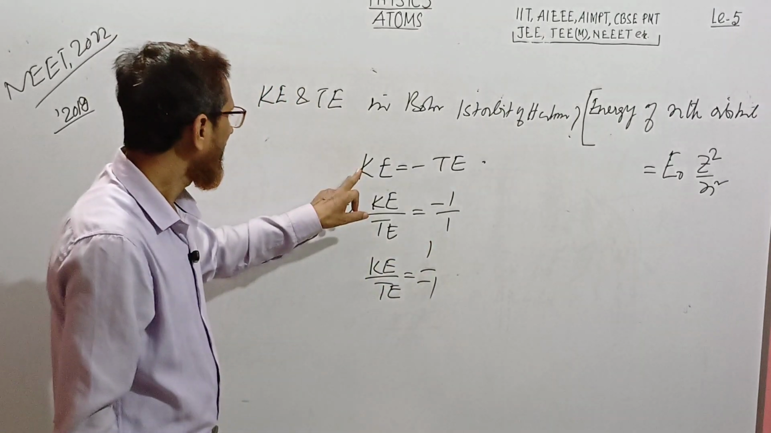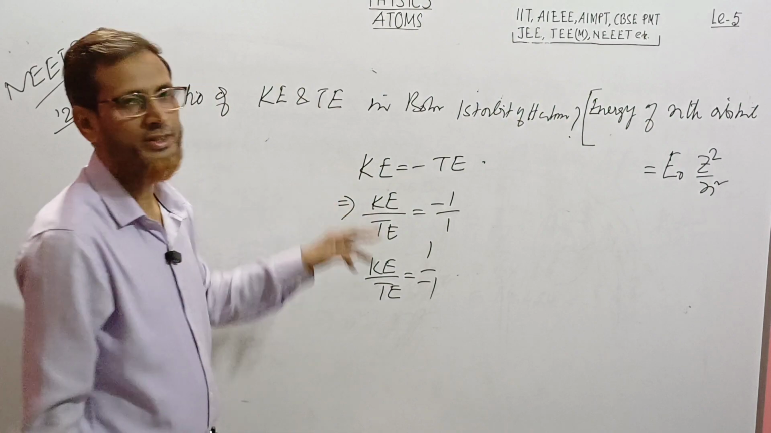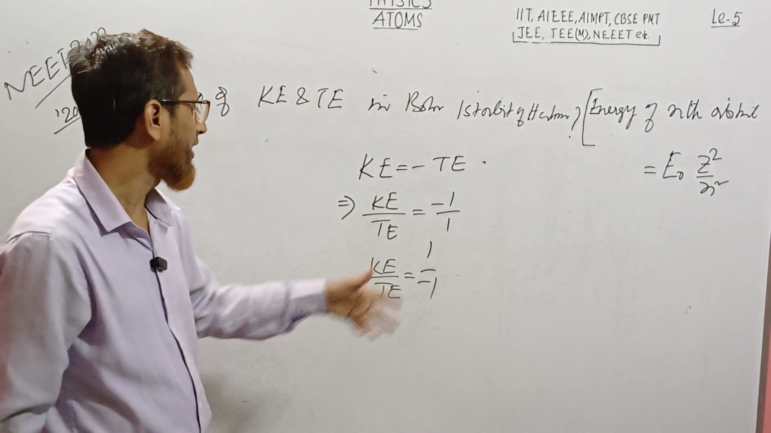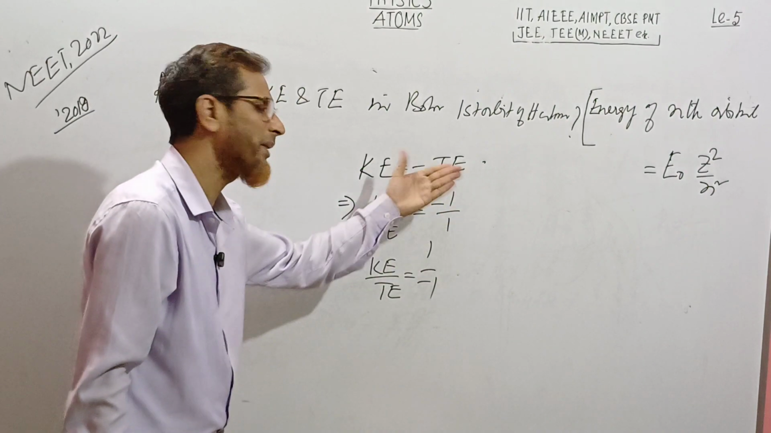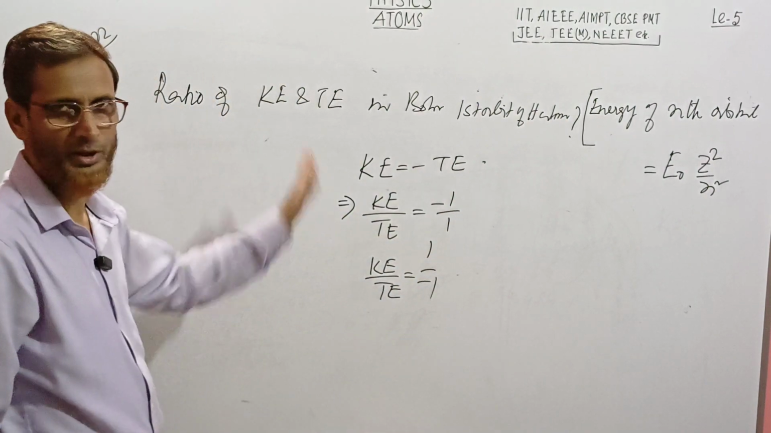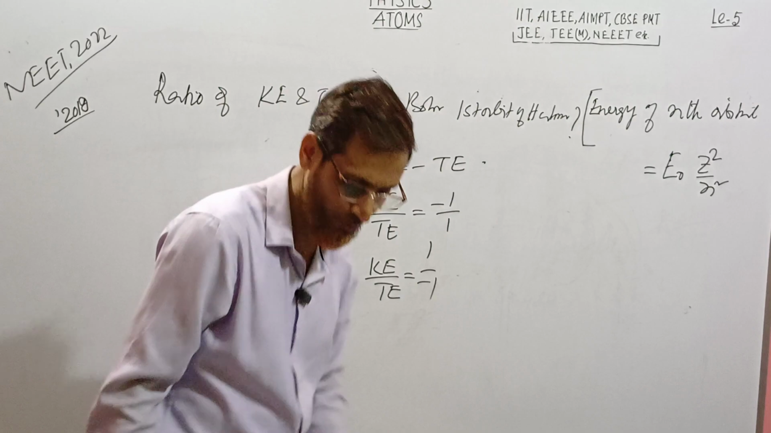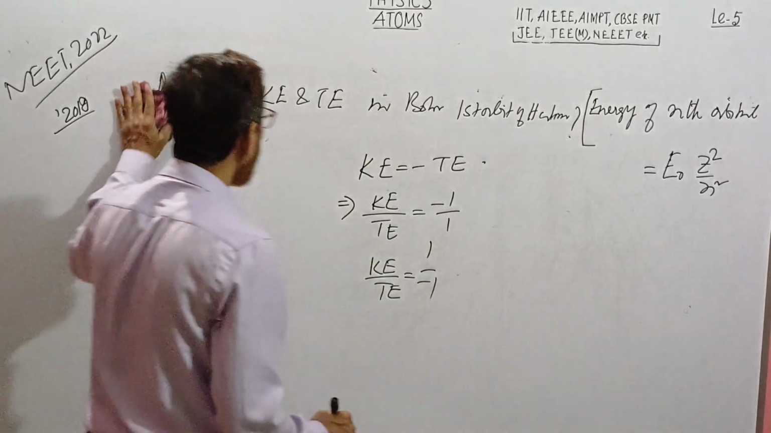That's why I am showing K is equal to this or T is equal to minus K. Whatever way you can write yourself. If you write it in this way, answer is minus 1 by 1. Again, 1 by minus 1. It is correct. Both ways it is correct. Whatever the option is given, you please choose the correct option. Just write the formula.